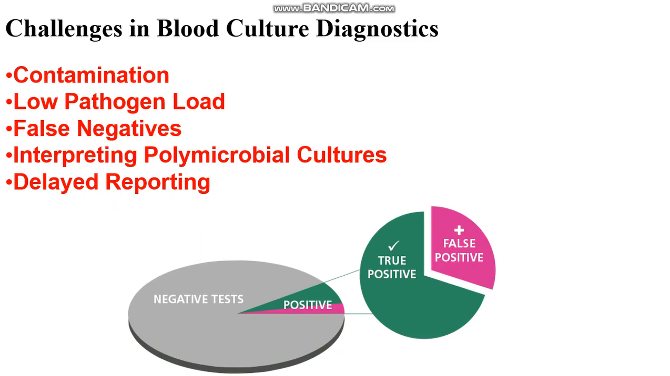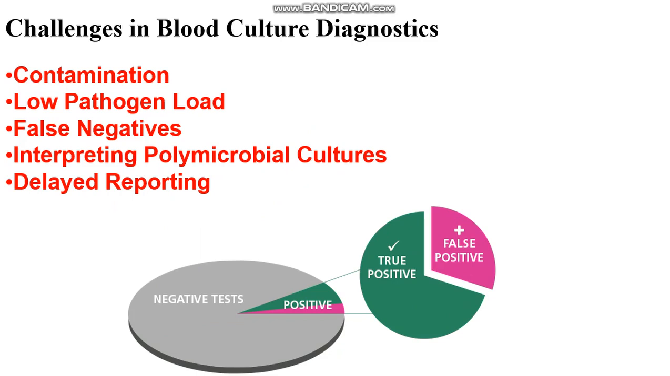False negatives, on the other hand, occur especially with slow growing organisms like Brucella or fungi. These pathogens may require extended incubation time or specialized medium to grow. Polymicrobial cultures, where multiple organisms are detected, can complicate interpretation. So, correlating the lab results with the patient's clinical history is critical in such cases to determine the significance of each organism.